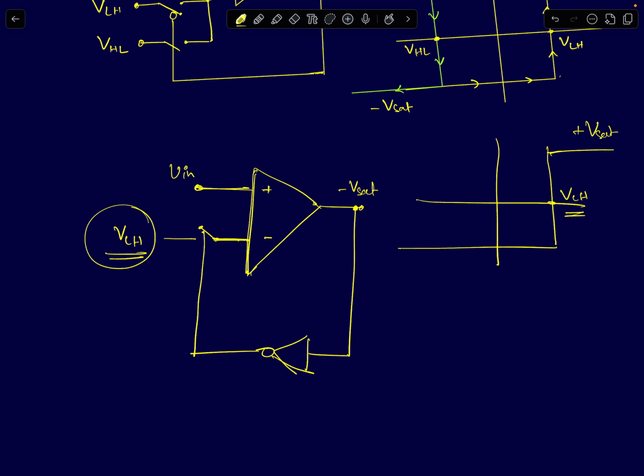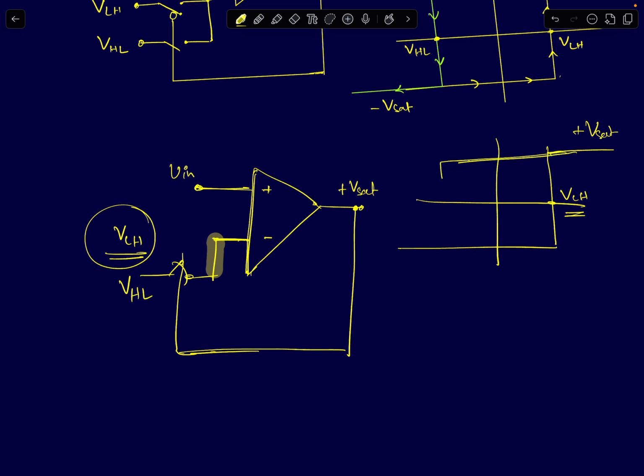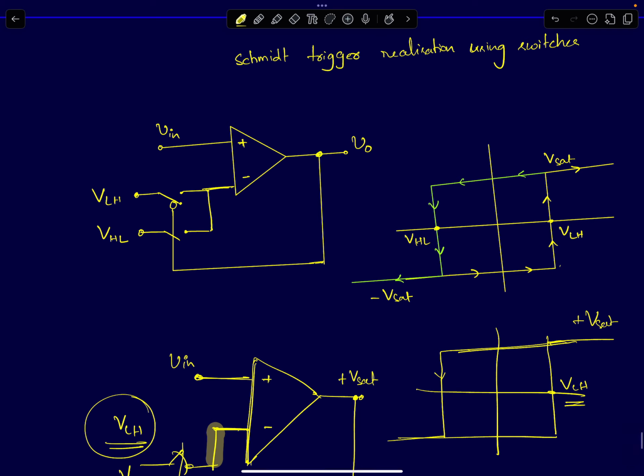So immediately when the output goes to plus Vsat, this switch will be open, which means it has disabled this threshold voltage. You should put another switch which will be turned on when your output is plus Vsat. When your output is plus Vsat, you want that switch to be on, and that threshold voltage will be VLH. So now if I am decreasing my output voltage from plus Vsat, the threshold voltage to the comparator will be at VHL. So this is what I mean: depending on the output voltage, you want your threshold voltages also to change.